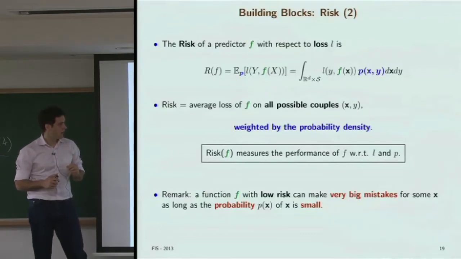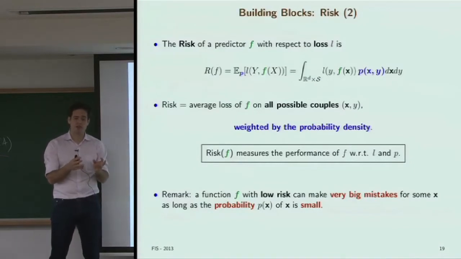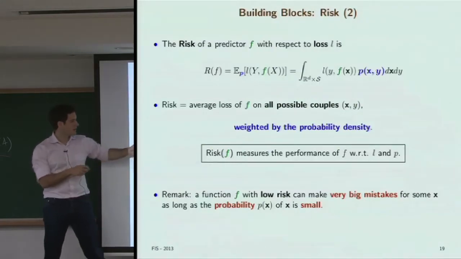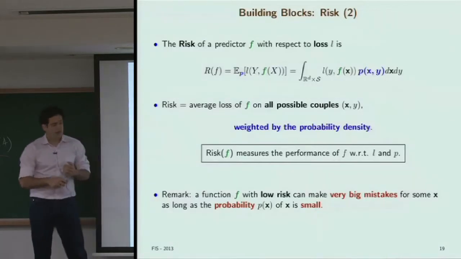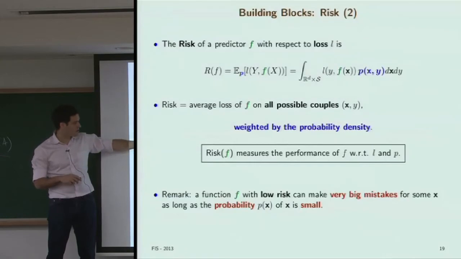So it's basically looking at every pair x, y that exists, checking whether my function f is right, and how wrong it is given to me by this loss, and then weighting this mistake by the probability, and then summing this over the whole space of possible inputs and outputs. So the risk is the average loss of f on all possible couples. And here average is very important. The idea is that the probability here plays a key role.